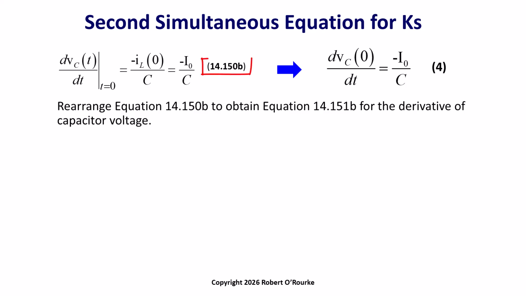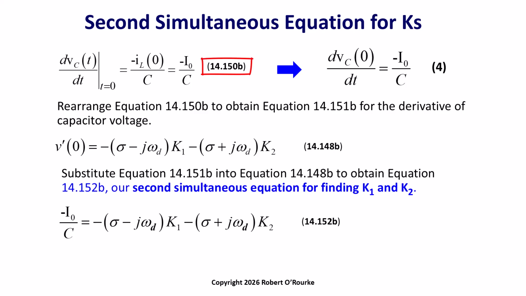Equation 14.150b expresses the derivative of voltage evaluated at time zero in terms of the initial condition inductor current and the capacitance, quantities that we know. We used the C subscript in the specific context of the capacitor branch relationship, V sub C of t, on the left side of equation 14.150b. In the general context of the parallel RLC circuit, the capacitor voltage is the only voltage, so we don't use a subscript.